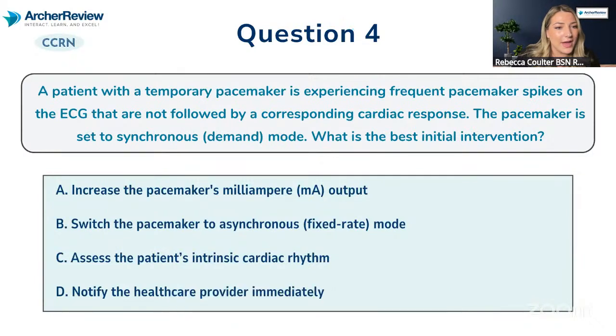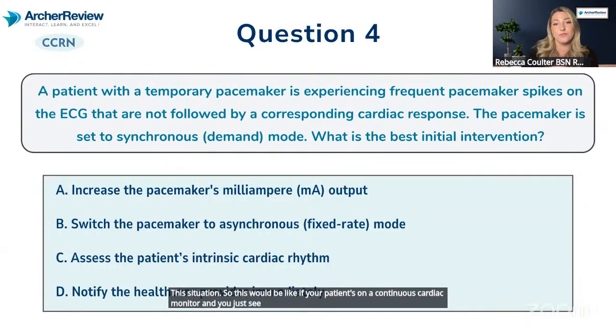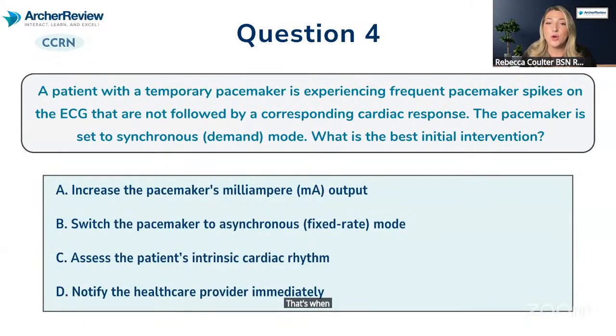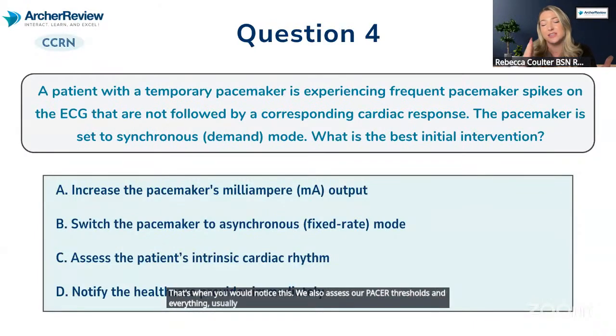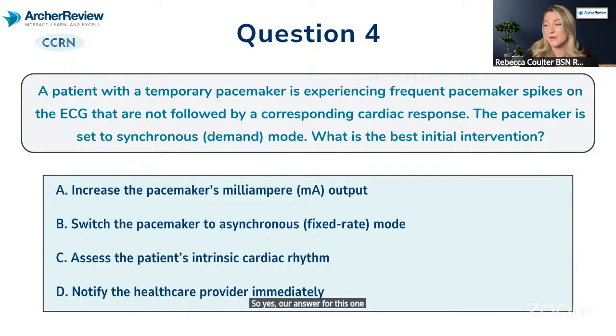At what situation do we assess this? This would be like if your patient's on a continuous cardiac monitor and you see pacer spikes, but I'm not seeing a QRS following that pacer spike, meaning the pacer's not really working. That's when you would notice this. We also assess our pacer thresholds and everything usually at least once a shift at some facilities. Other places it's every 4 hours. That's kind of facility dependent. So yes, our answer for this one is going to be A. We want more juice to cause capture.